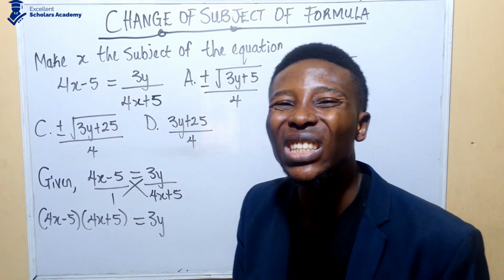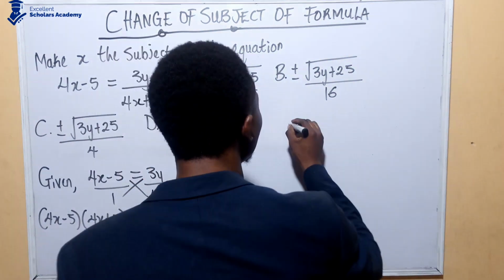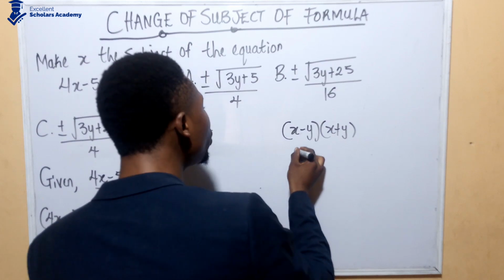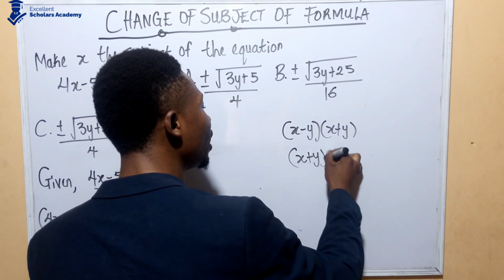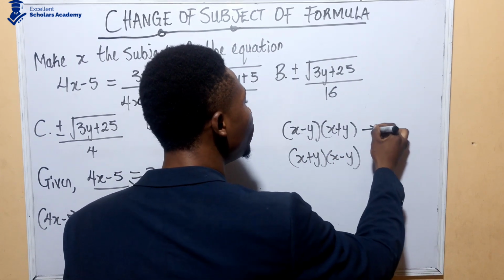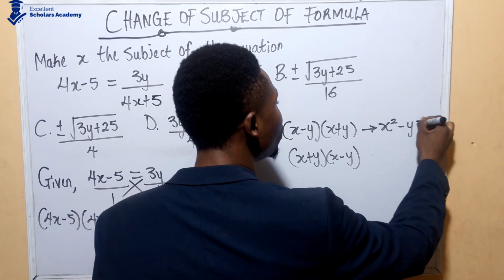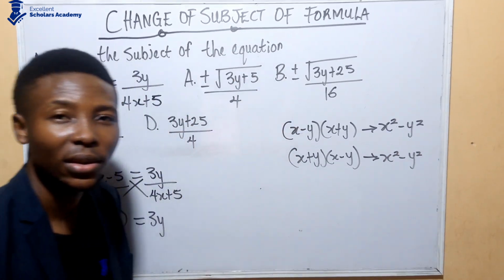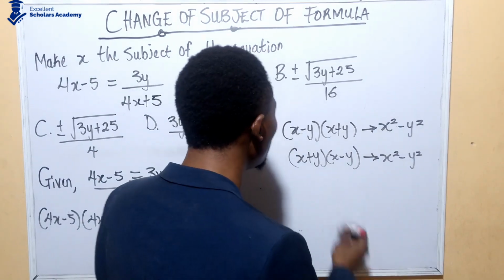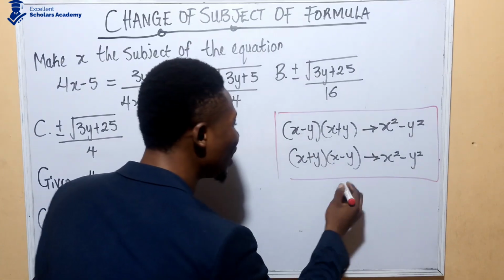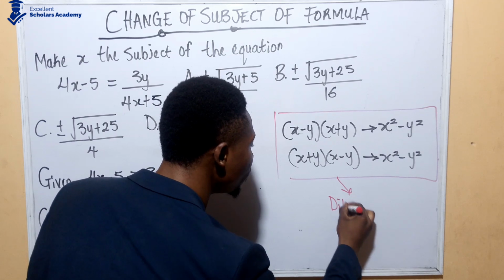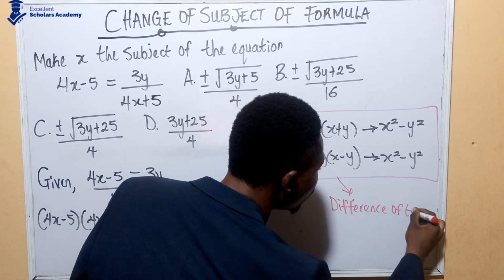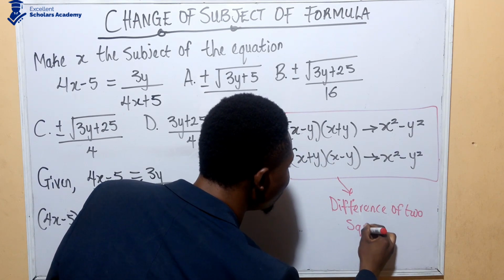This is called difference of two squares. Anytime you have something like this, x minus y multiplied by x plus y, or even if you bring the x plus y first before the x minus y, they are surely going to give you x squared minus y squared, and the same thing here, x squared minus y squared. Now, this is referred to as what? They are referred to as difference of two squares. Difference of two squares. Please take note of this. Difference of two squares. This makes your work easier, all right?